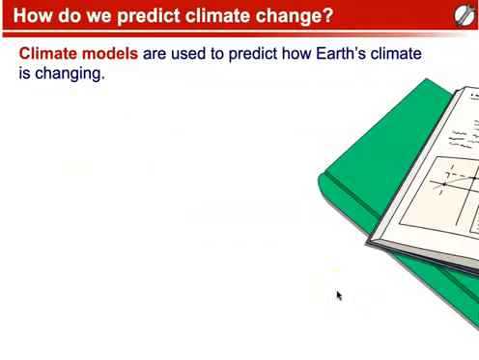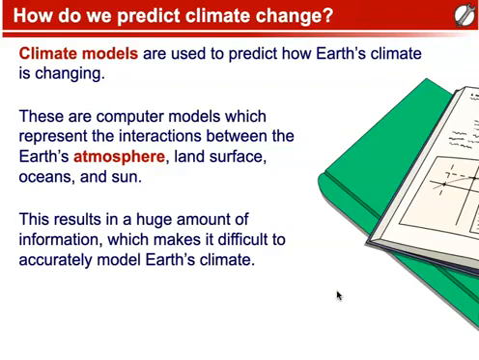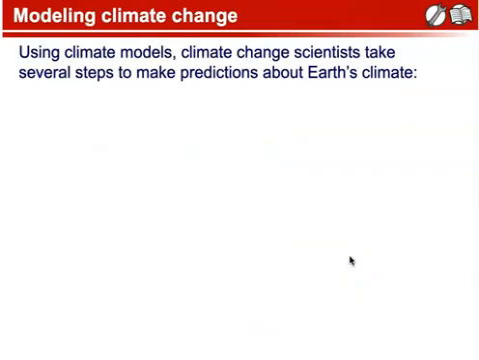Climate models are used to predict how Earth's climate is changing. These are computer models which represent the interactions between the Earth's atmosphere, land surface, oceans, and the sun. This results in a huge amount of information which makes it difficult to accurately model Earth's climate. We therefore use multiple simplified models to understand changes in climate.